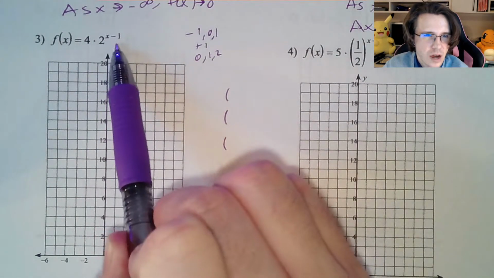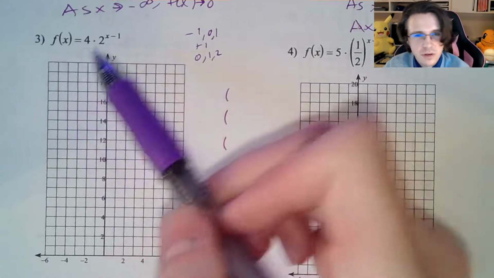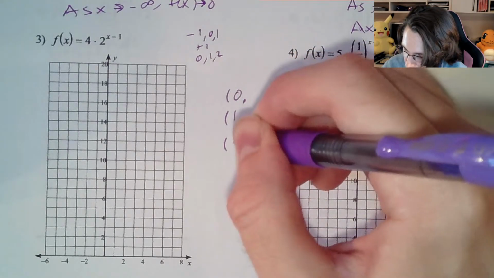So you really just got to do the opposite of whatever this sign is. So if that's like -3, you'd add 3. If it's +2, you'd add 2. But we're going to be plugging in 0, 1, and 2, and those will give you the best coordinates to plug in.